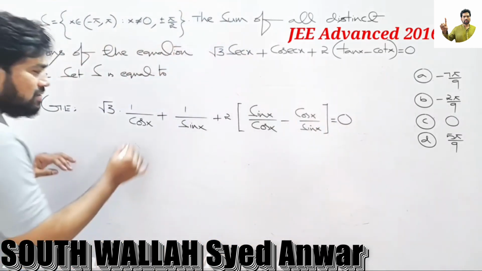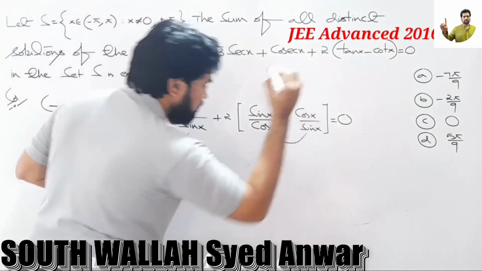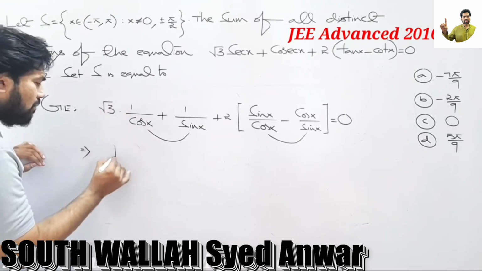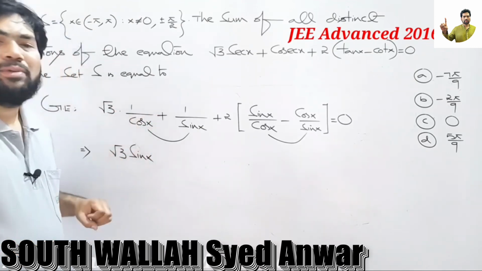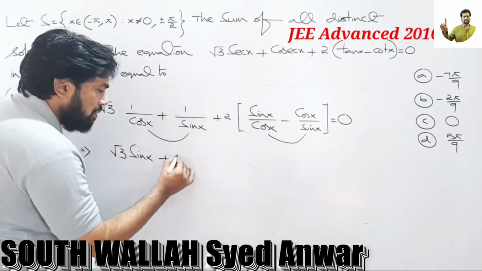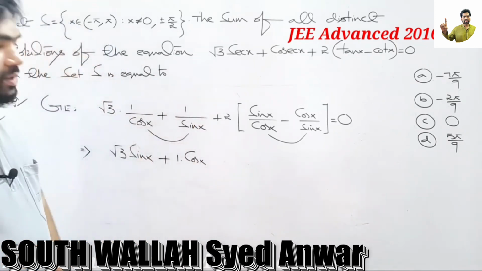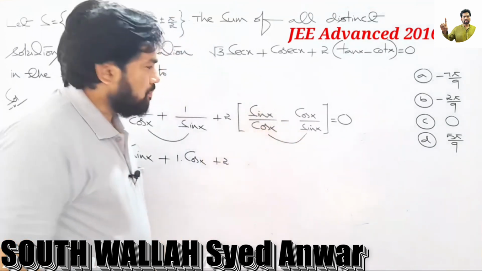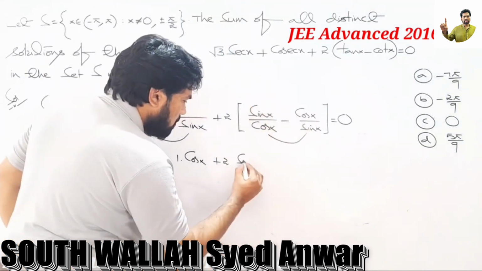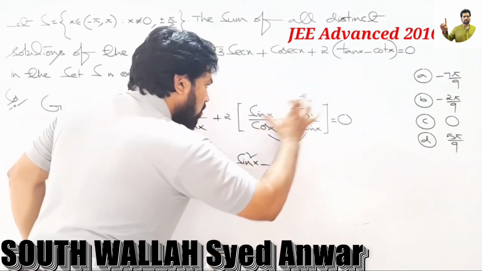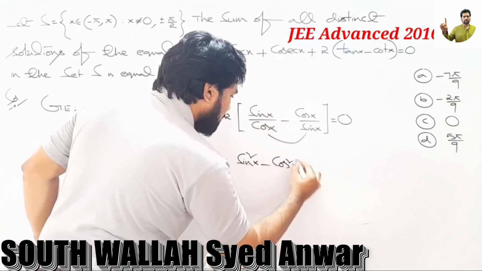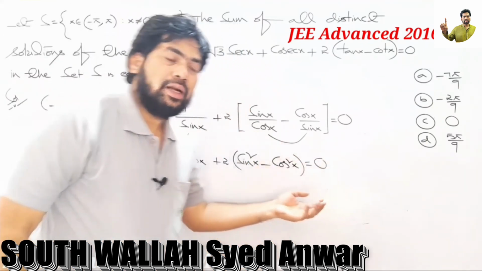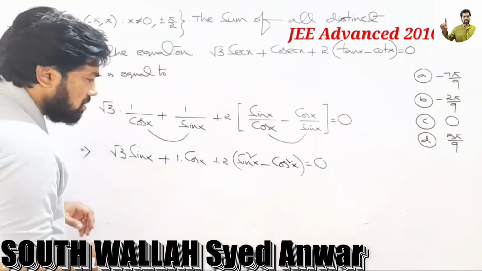Now, what is the LCM here? Cos x into sin x. Then this implies root 3 should be multiplied by sin x, 1 should be multiplied with cos x, plus 2 times, by cross multiplication, sin x into sin x, sin square x, minus cos x into cos x, cos square x. As we have 0 on the right side, we need not write the denominator on the left hand side.